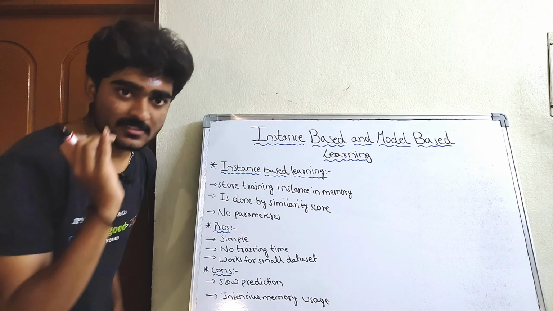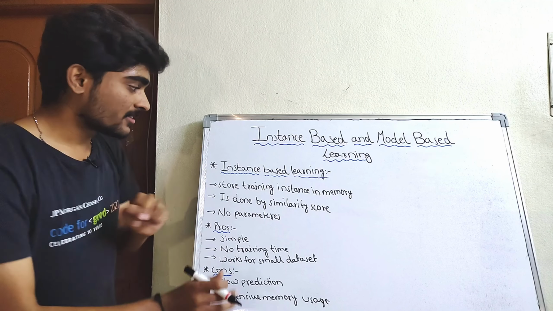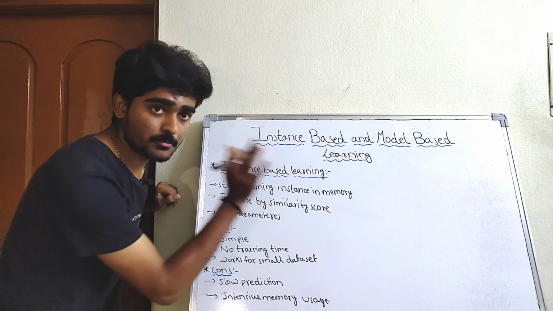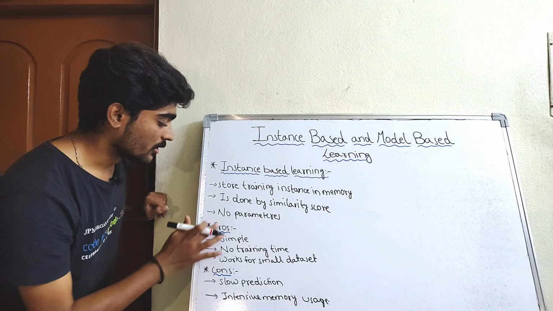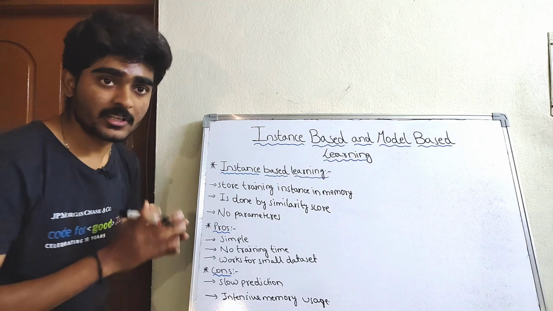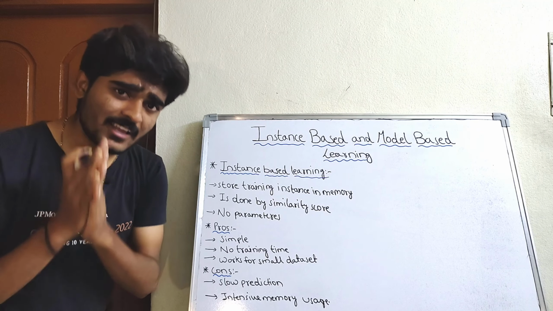First, let's discuss instance based learning. These are the three important points regarding instance based learning. First is store training instances in memory. Second, it is done by similarity score. Third, no parameters. Now we'll understand these three points in detail with an example.